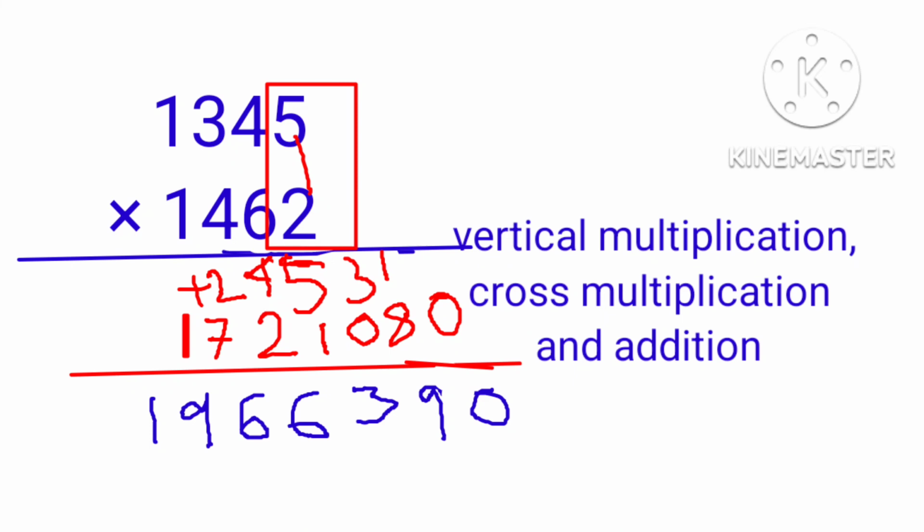Now adding from the left side. 1, here 1, 7 plus 2 is 9, 4 plus 2 is 6, 5 plus 1 is 6, 3 plus 0 is 3, 8 plus 1 is 9 and 0. So the result is 19,66,390. Thank you.